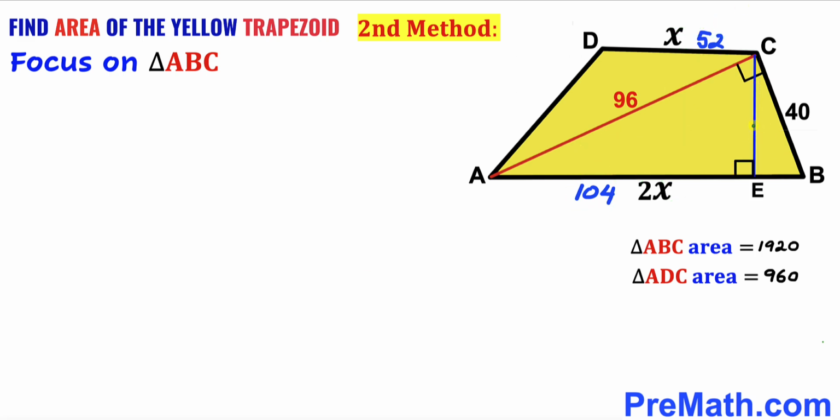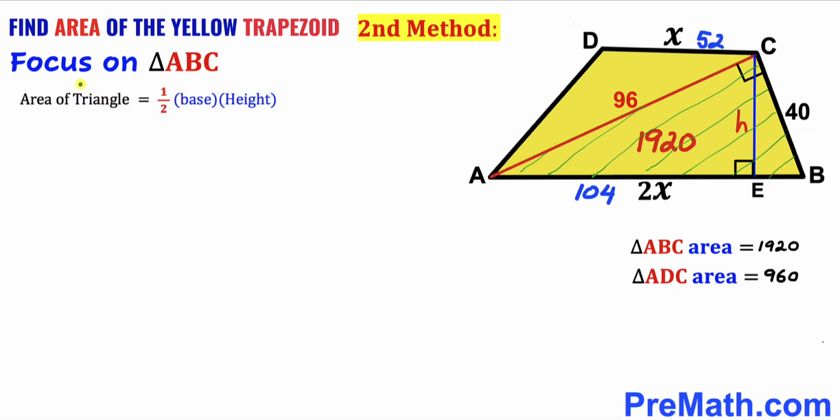And here in this next step I have dropped a perpendicular CE, and we can see that this CE is the height of this triangle ABC. Let me go ahead and label this height H, and the area of this triangle ABC is 1920 square units. And now let's recall the area of a triangle formula once again. Area equals a half times base times height. And in our case, our base is 104, our height is H, and the area is 1920. So let's go ahead and fill in the blanks in this formula to calculate the height H.